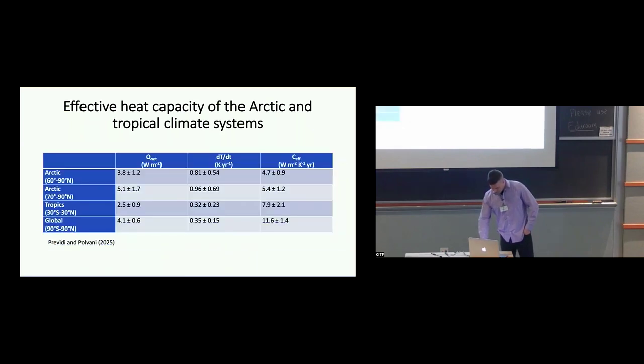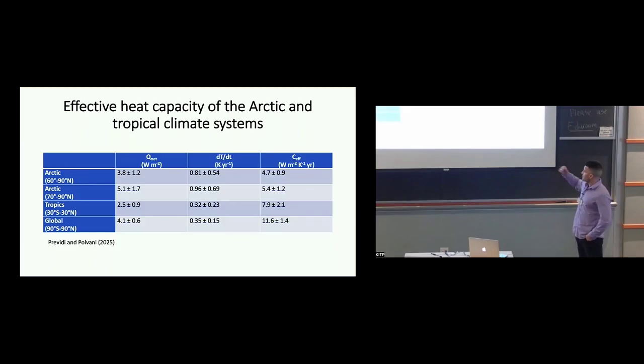So we actually quantified the effective heat capacity, C_F, just as the ratio of Q net to dT/dt. This is again averaged over the first decade of the simulations. And we see, C_F is the rightmost column here, that over the Arctic, and there's some variation depending on how you define the Arctic, 60 to 90 versus 70 to 90 north, but they're pretty similar, the heat capacity for the Arctic is about 5 watts per meter squared per Kelvin years, and that's significantly lower than the heat capacity for the tropics, which is about 8 watts per meter squared per Kelvin years.